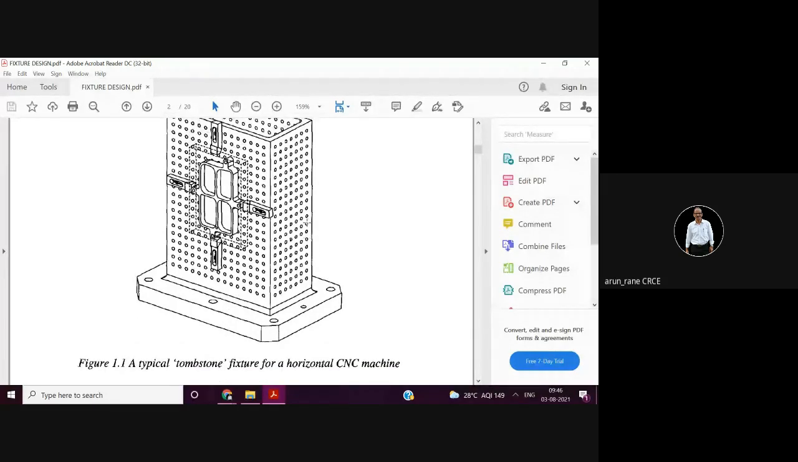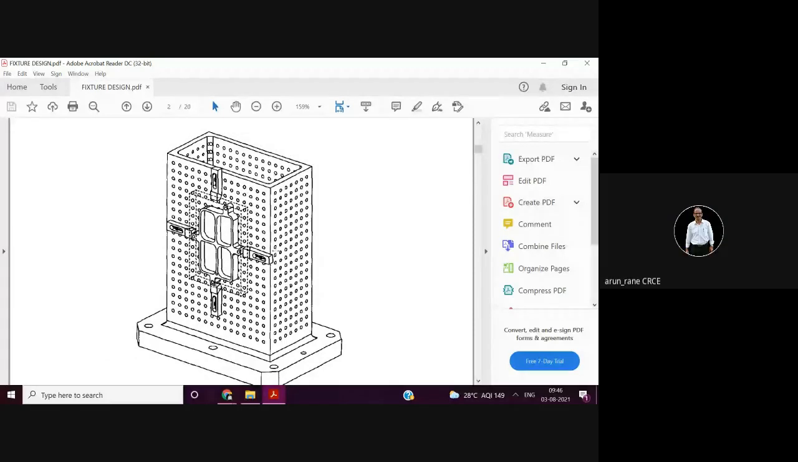Yes, sir. Yeah, so now this is called as a pallet, and generally this is used on the machining center, CNC machining center. CNC machining center is a kind of a milling machine only, but in machining center we are using many tools, more than one tool, whereas in CNC milling machine we use only one tool. So in machining center we use many tools. Okay.